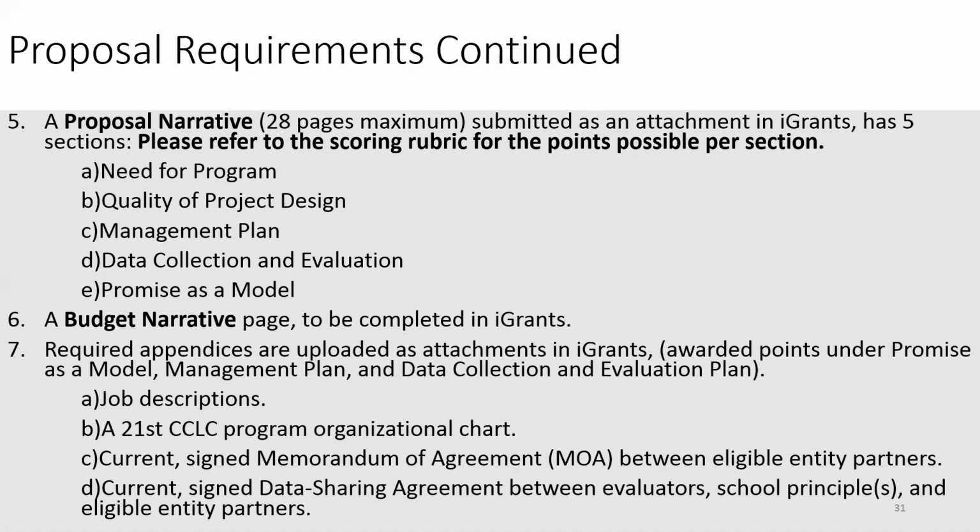Number two is the program organizational chart, and we are looking for the 21st CCLC program organizational chart, not the fiscal agent's organizational chart. So let's say your ABC Youth Development Program, we're not looking for the ABC Youth Development organizational chart, we're looking for the partnership organizational chart. And there's specific things we're asking for in the rubric.